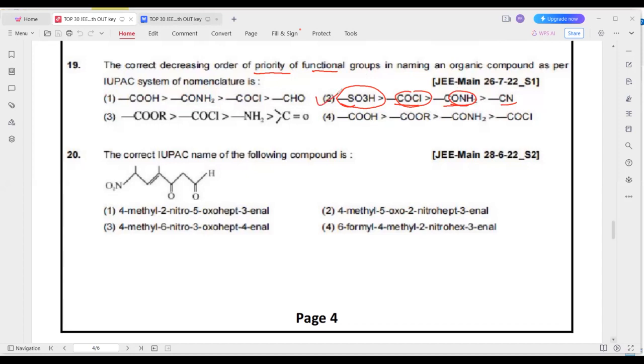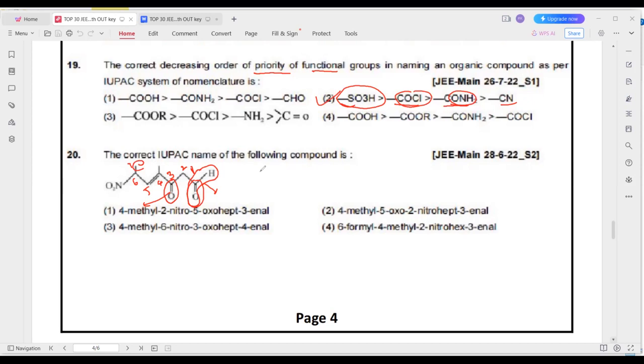Now let us see the next question. Here both appear like ketones, but actually together it is an aldehyde. Among aldehyde and ketone, aldehyde has higher priority. Therefore, numbering is done like this: 1, 2, 3, 4, 5, 6, 7. So 7 carbons are there, hept. The higher priority group is written as the suffix, and all the less prior groups are written in the prefix only. So nitro, and this is written as oxo, and methyl also.